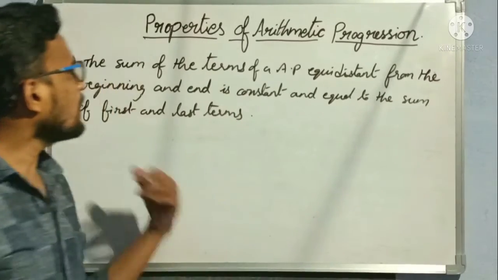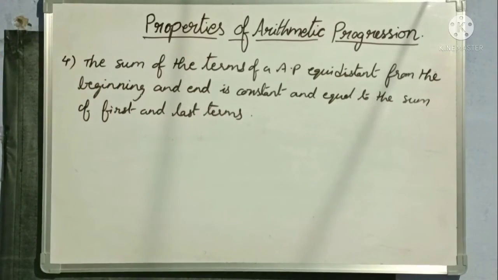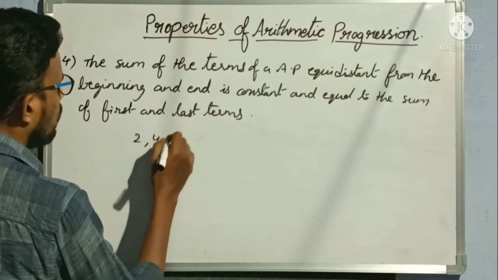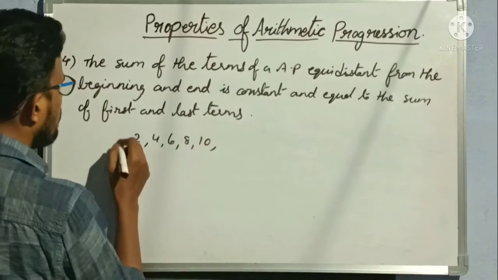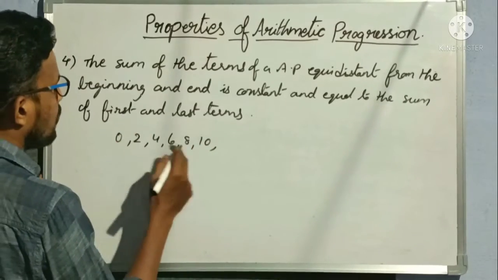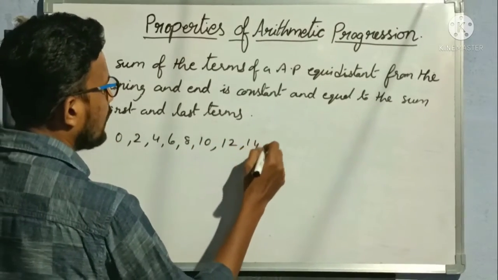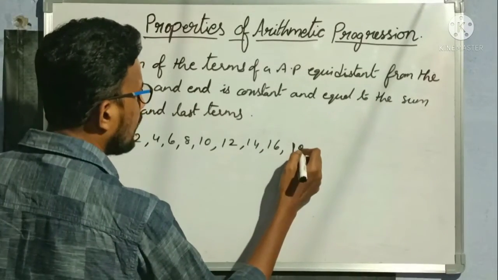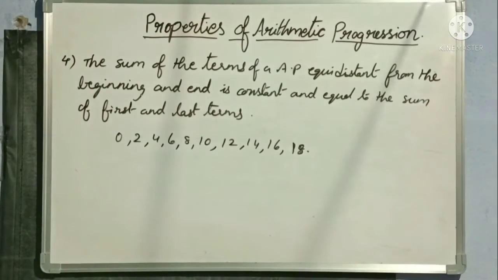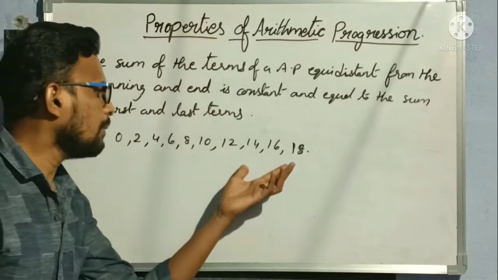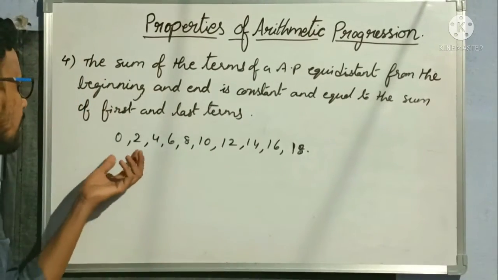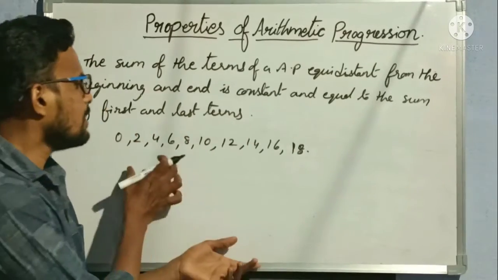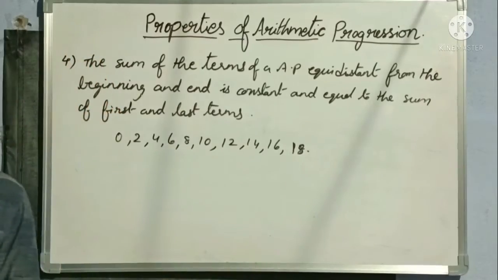Okay, so what is the meaning of this sentence? Suppose I am considering 0, 2, 4, 6, 8, 10, 12, 14, 16, 18. So these are my numbers in arithmetic progression. Are these numbers in arithmetic progression or not? Yes, because the common difference between two numbers is 2. Same, right? That's why the given sequence of numbers is in arithmetic progression.